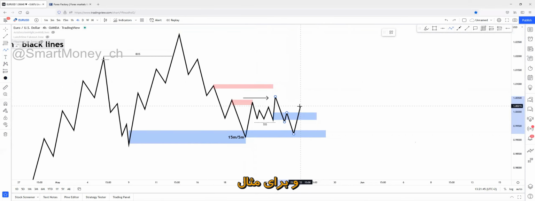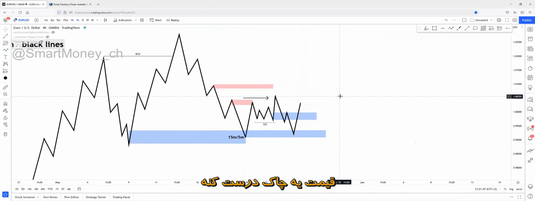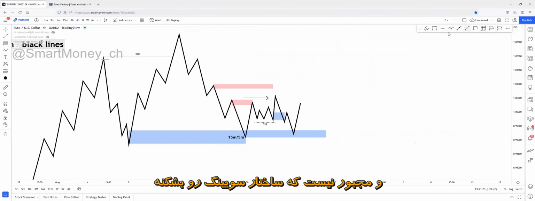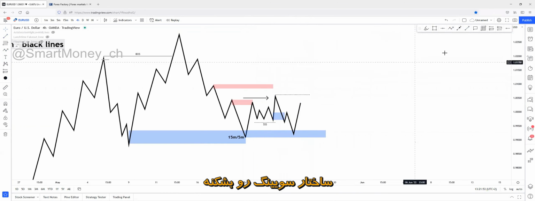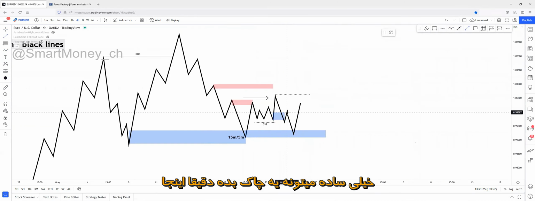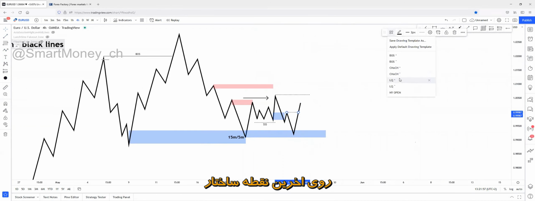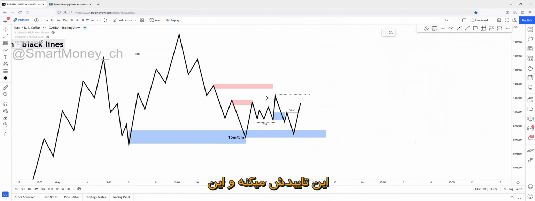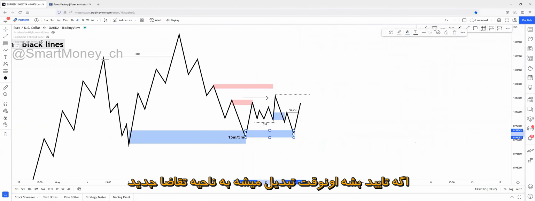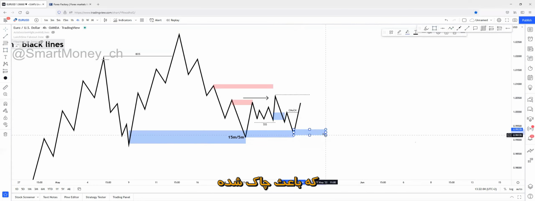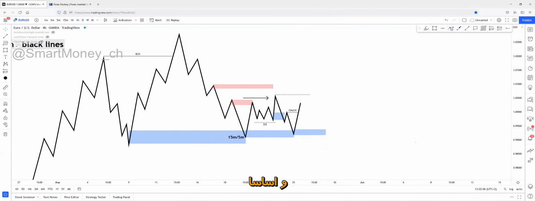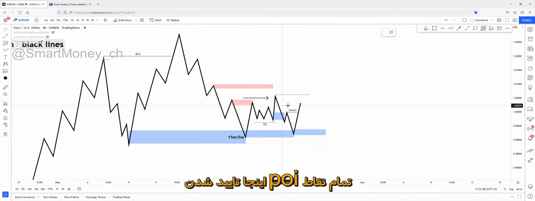If this POI is being confirmed, and for example, price creates a change of character right here, and it doesn't have to break the swing structure. It doesn't have to break above the swing structure. It can just simply change character right here on the less recent structural point. Then this will be confirmed. And if this is being confirmed, then there will be a new demand zone that has caused a change of character. And basically, all of the POIs are being confirmed here.